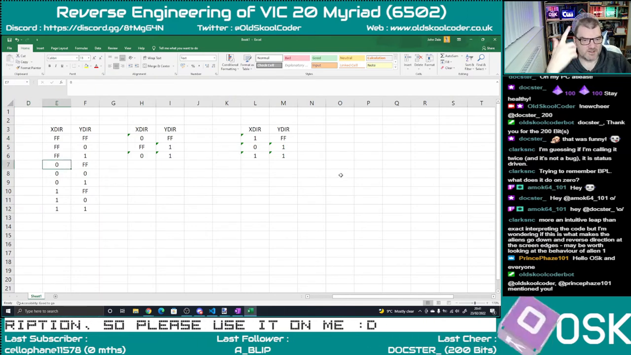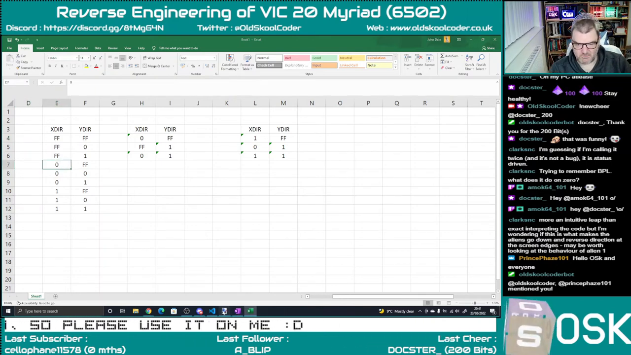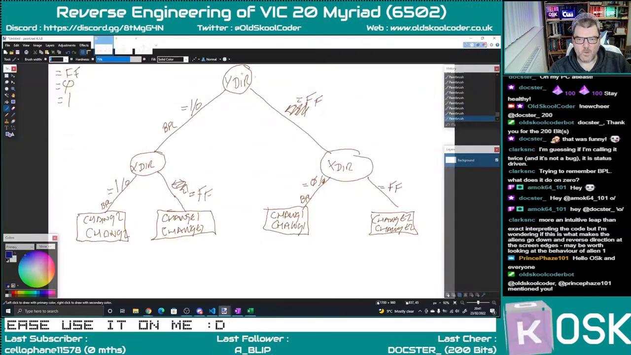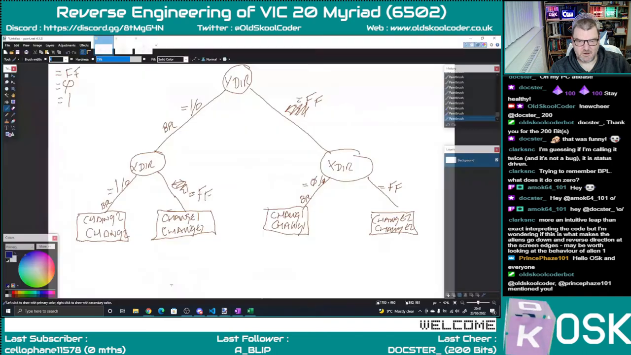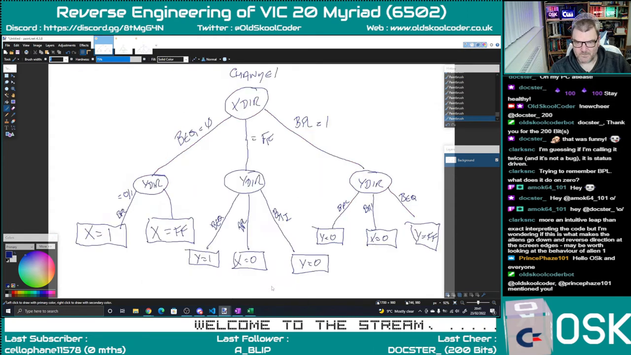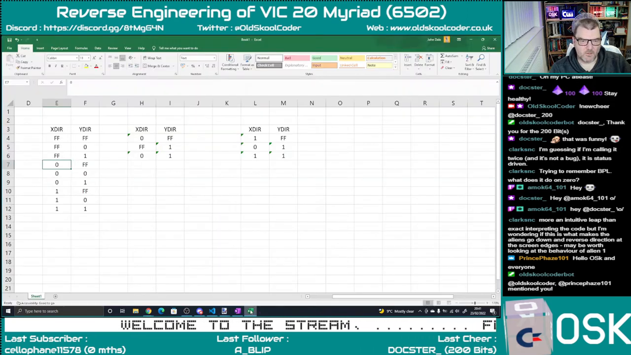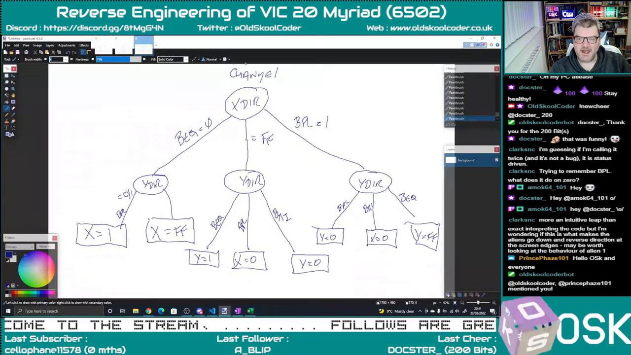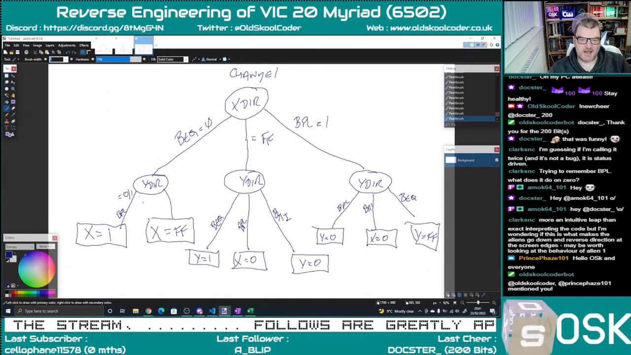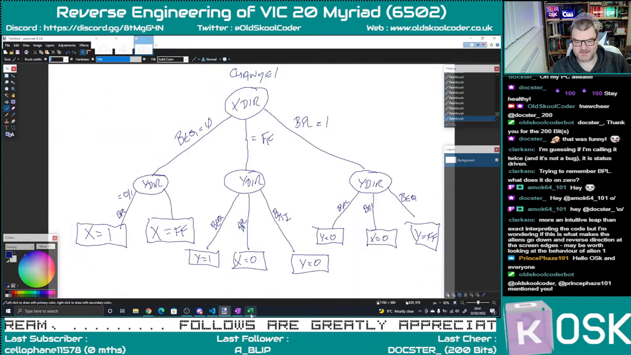So we're now on 0 and FF. So we go back to the root. So Y is 0. So we're still coming around this branch. Oh, hang on. Let's get it right. No, Y is FF. And X is 0. So Y is FF. And then X is 0. So we're running through change 1 again, which is this one. So X is 0, Y is FF. So let's do this. X is 0, so we're coming down this branch, and Y is FF, so we're making X FF.